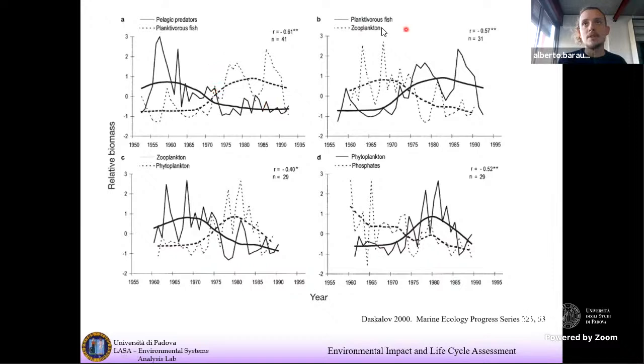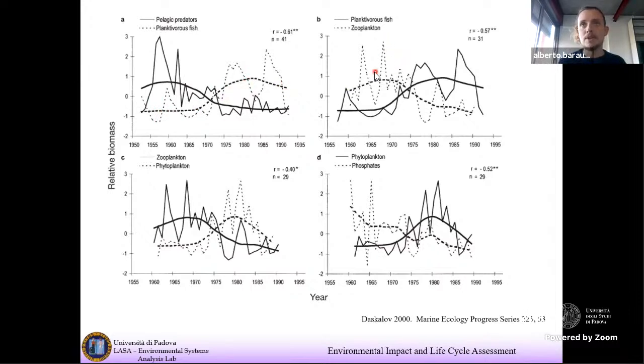And what happened? You see here the dashed line, the abundance of small fishes, fish that eat plankton, planktivorous fish, it went up. And the nice thing is that these small fishes are eaten by pelagic predators. So these are the predators that went down because of fishing. These are the prey that went up because there were no more predators, okay?